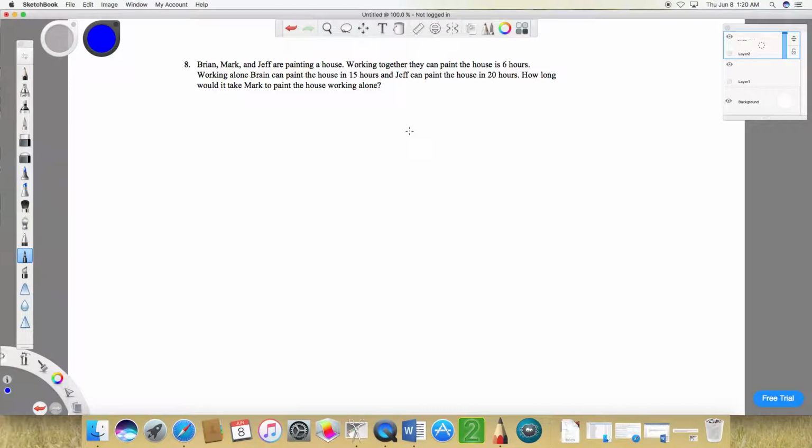Let's take a look at this problem. It's a work problem. We have Brian, Mark, and Jeff painting a house. Working together, they can paint the house in 6 hours. Working alone, Brian can paint the house in 15 hours, and Jeff can paint the house in 20 hours. How long would it take Mark to paint the house working alone?